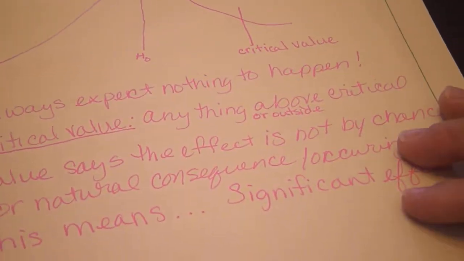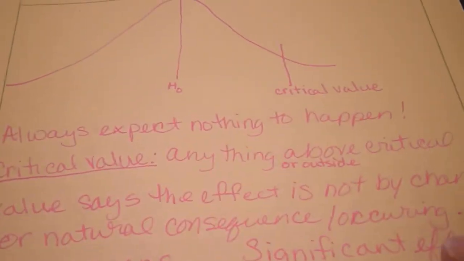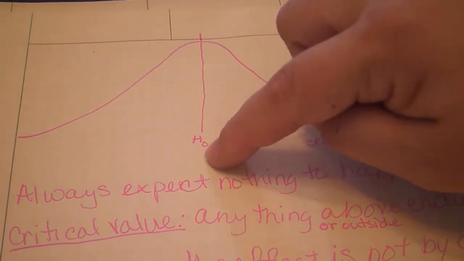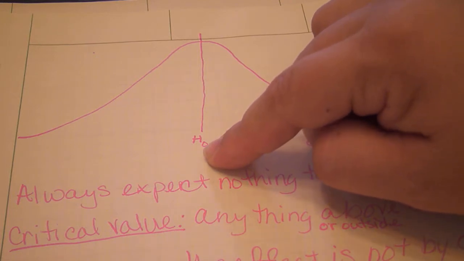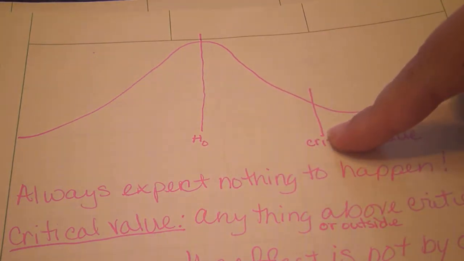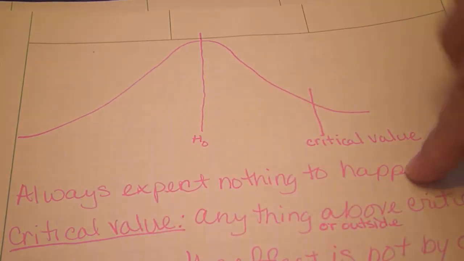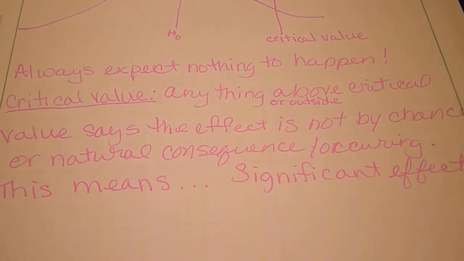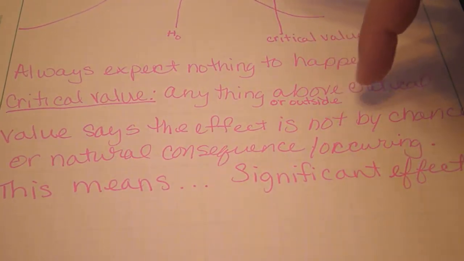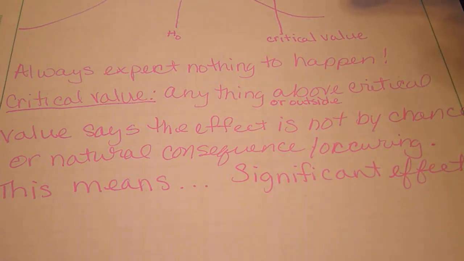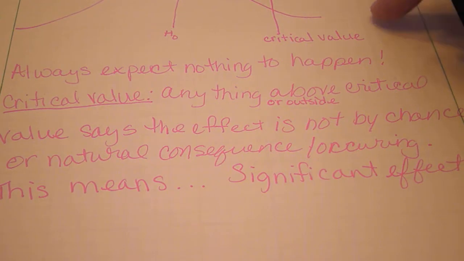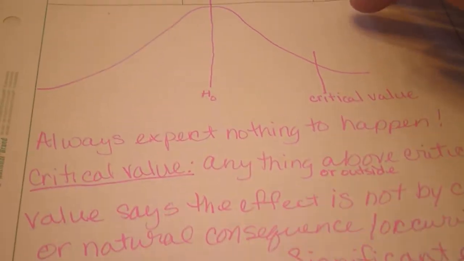So we're going to come over here, and we are going to look at how this looks on a bell curve. So, our null hypothesis is dead in the middle, and then we have a critical value. As I said, we always expect nothing to happen. Now this critical value says that anything above or outside of the critical value says the effect is not by chance or natural consequence or naturally occurring. So this would mean it has a significant effect.